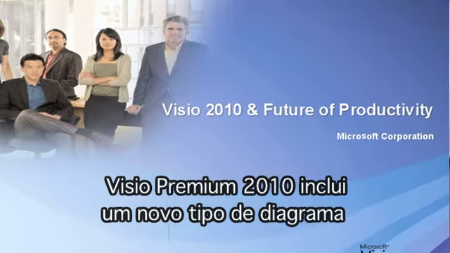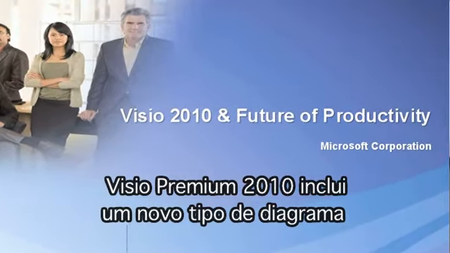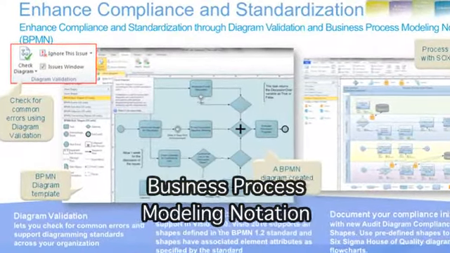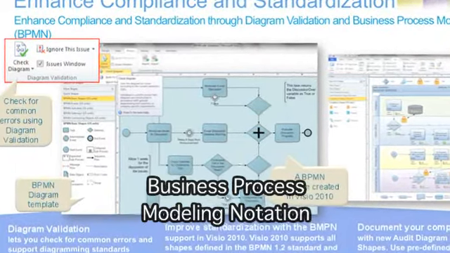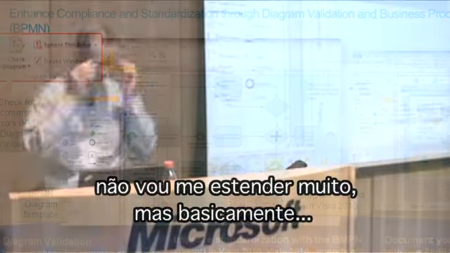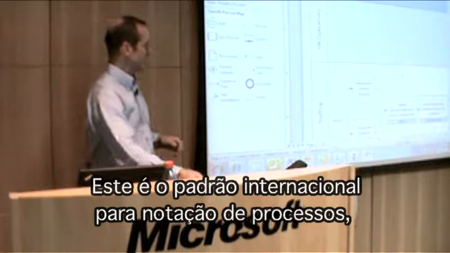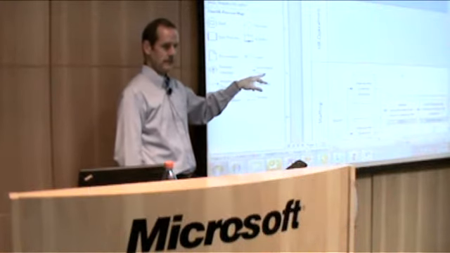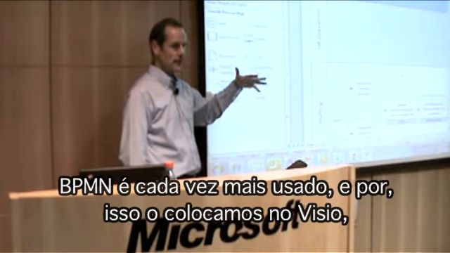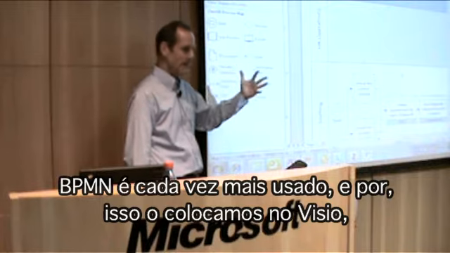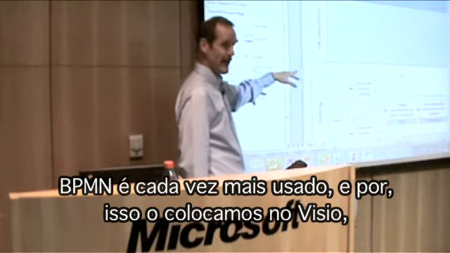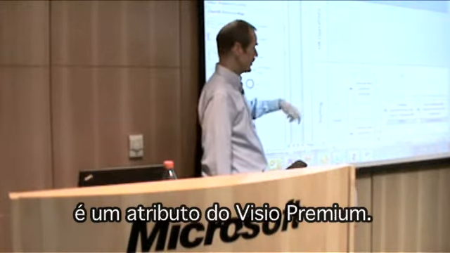Visio Premium 2010 includes a new diagram type called Business Process Modeling Notation, and I won't spend a ton of time on it, but basically this is the international standard for process notation. BPMN is something that is used by companies globally now. It's becoming more and more used. That's why we've added it to Visio. It's a Visio Premium feature.